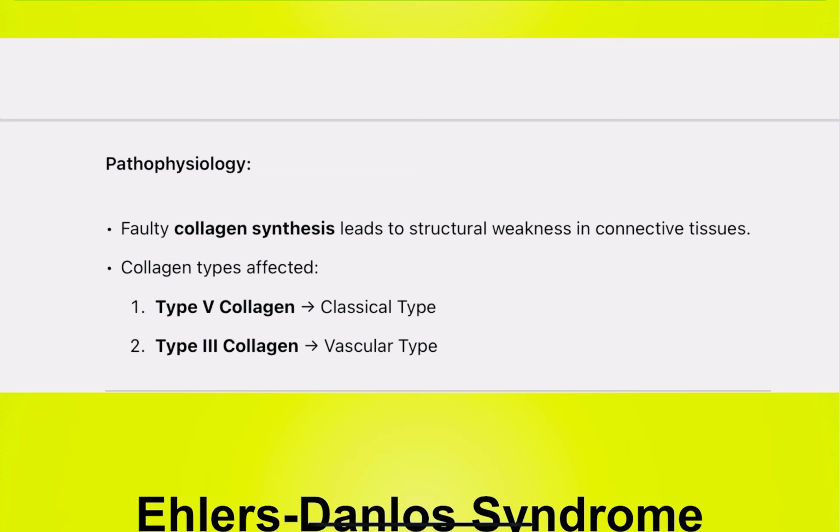There's the type 5 collagen defect, which is the classical type. Here you have joint and skin symptoms, and the mutations involved are in type 5 collagen, example COL5A1, COL5A2. Then you have a defect in type 3 procollagen, which is the vascular type, and here you have a mutation in COL3A1. This one includes problems in the vessels, example aorta, and the muscles and organs, which are prone to rupture, example a gravid uterus.